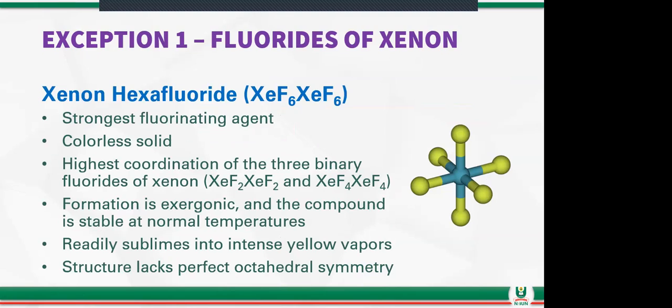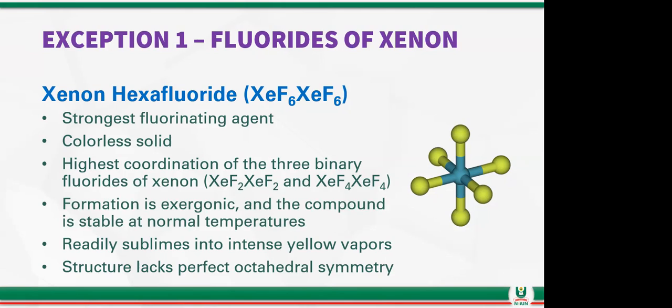The third example of the first exception, which is the xenon fluoride, is xenon hexafluoride, XeF6. And this compound, to look at some of its peculiar nature, is the strongest fluorinating agent. It's a colorless solid. It has the highest coordination of the 3 binary fluorides of xenon. And what do we mean by that?